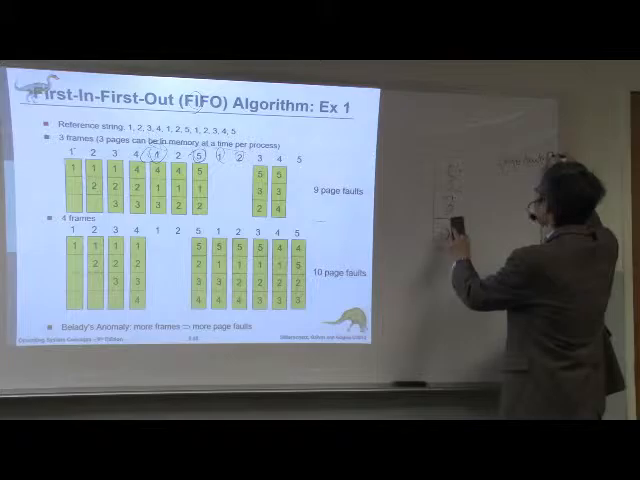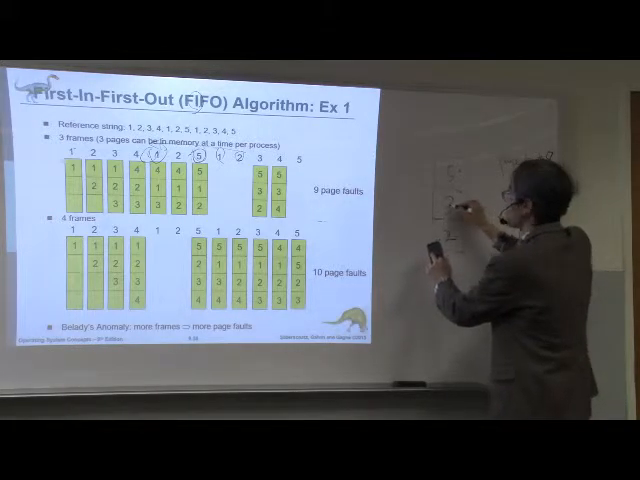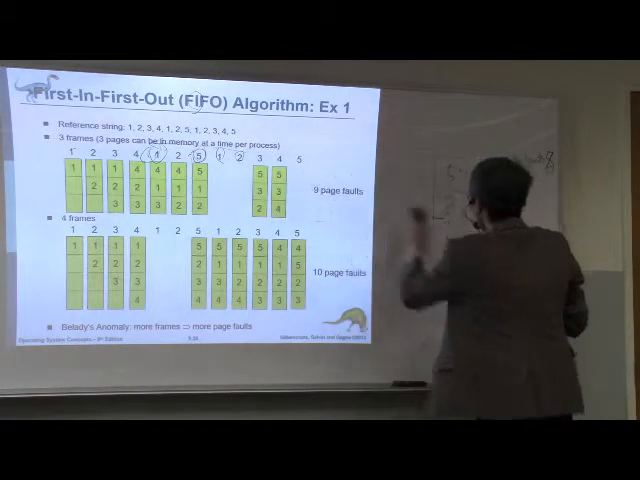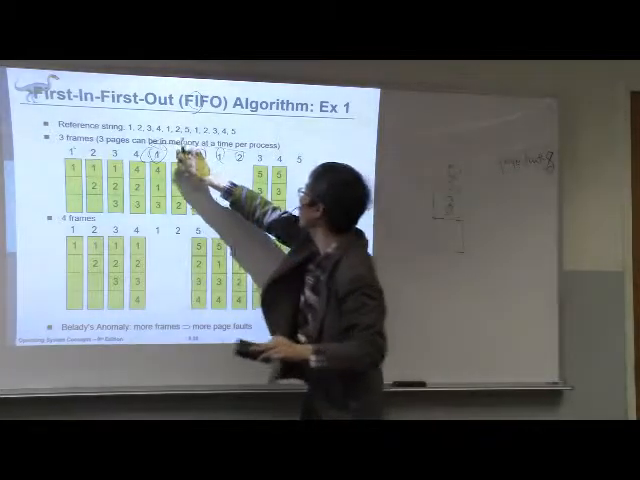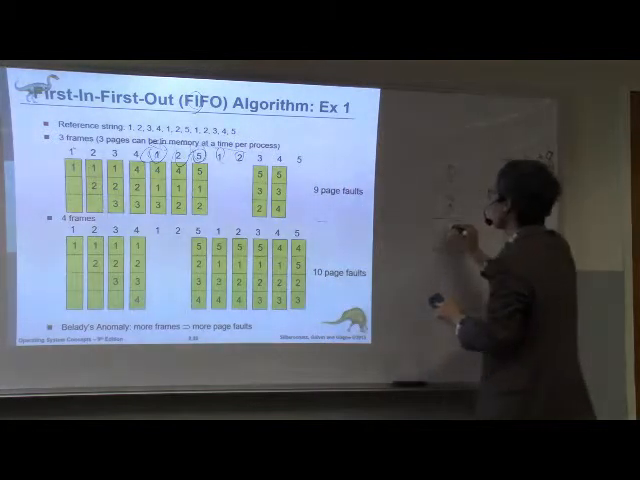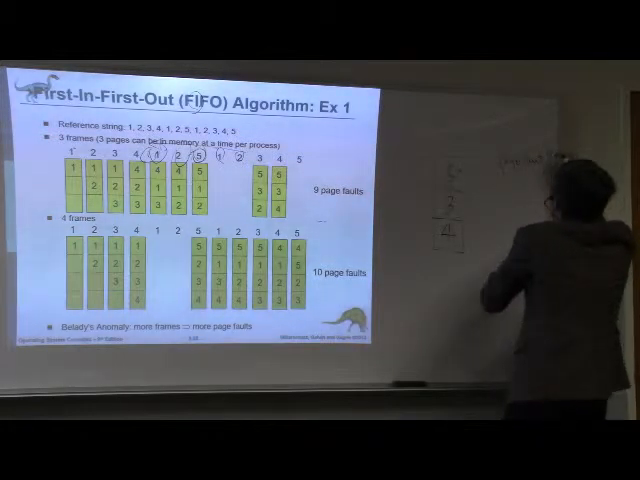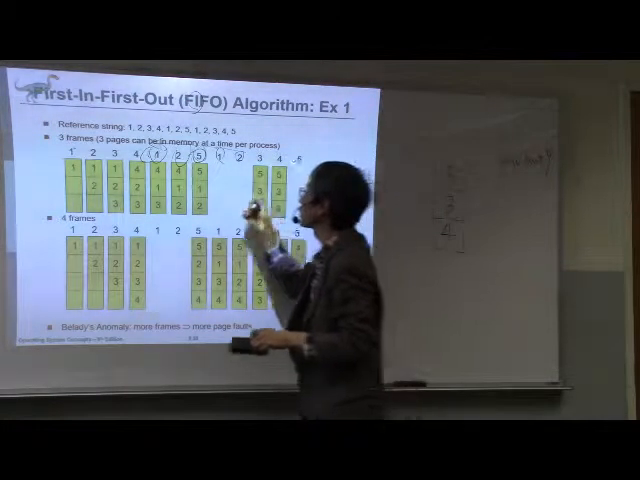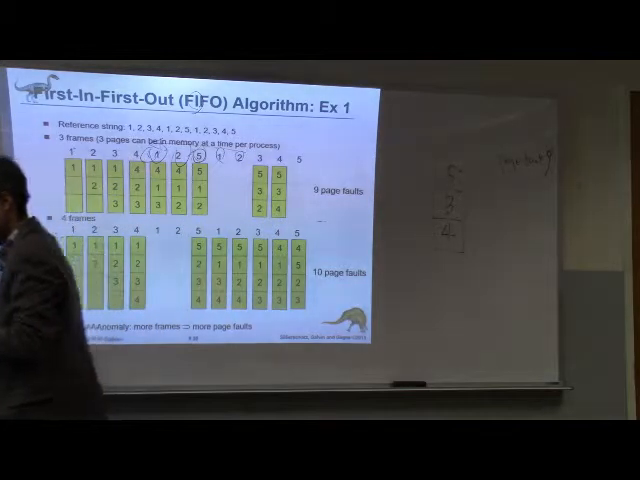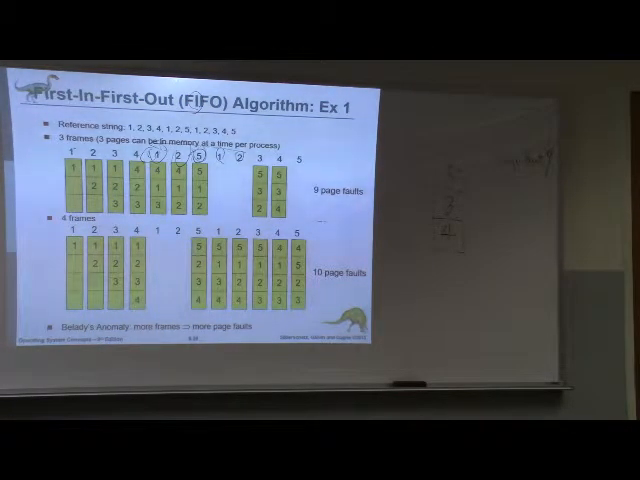So the page fault is 8, then 3, then 4, this one, 2 is here, so 4, then 5 is here. So total page faults is 9: 1, 2, 3, 4, 5, 6, 7, 8, 9. Okay, so this is the first in, first out using this first reference string.